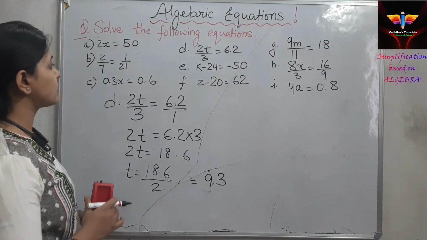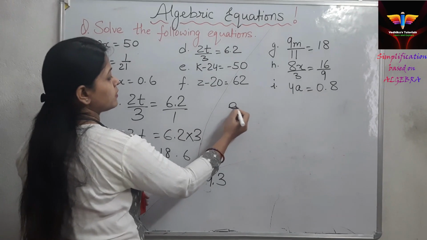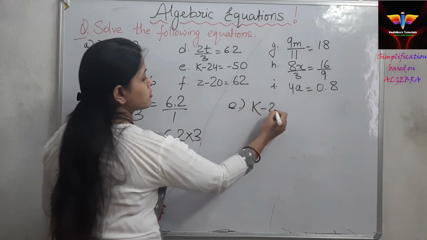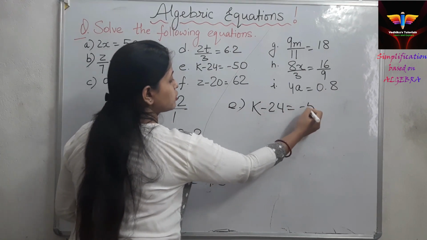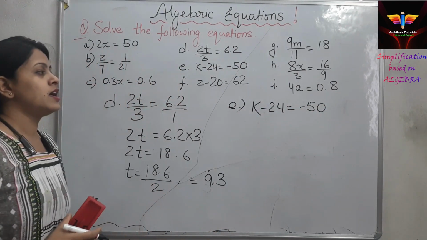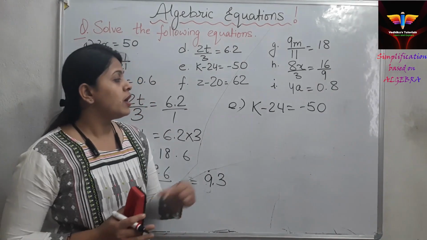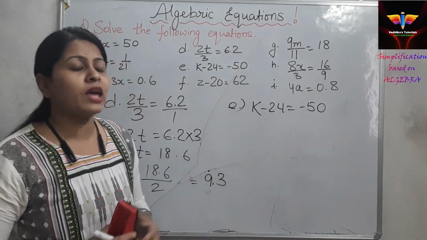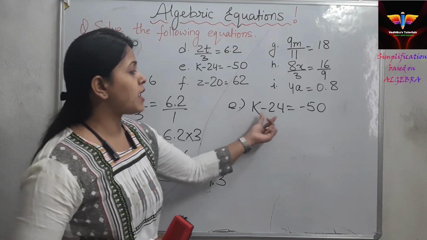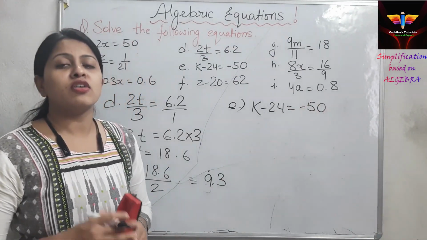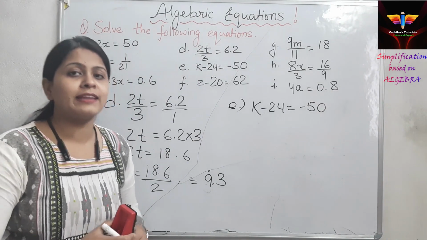Okay, like that. Now see the next question. Number E: k minus 24 is equal to minus 50. So this is a little bit tricky question for all of you. Here the variable is k and the question is k minus 24 is equal to minus 50. So on RHS the number is negative.